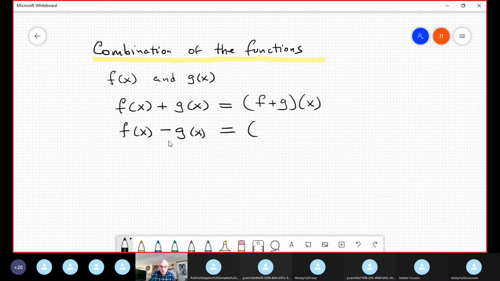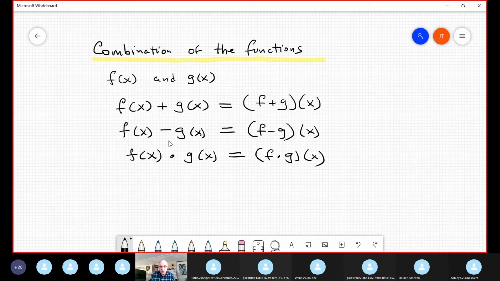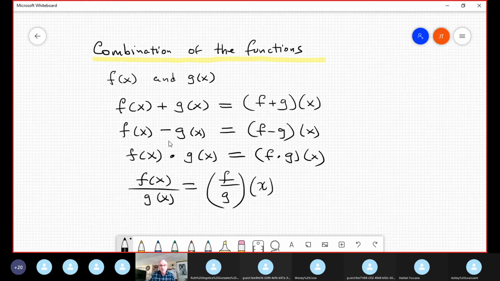In that order, f minus g. Multiplication is f of x times g of x. The symbolic way is f dot g of x. And division, suppose f of x divided by g of x, is equivalent to f divided by g inside the parentheses, and the argument is x. This is super easy to understand.